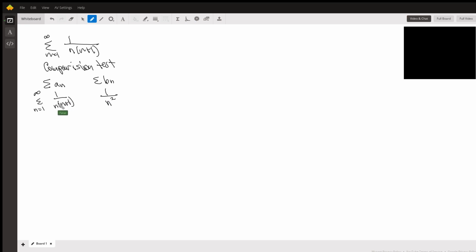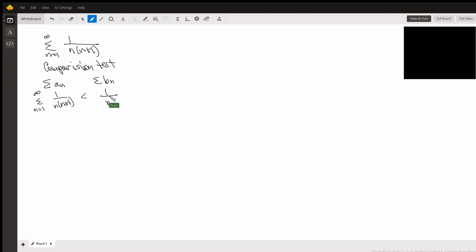If you plug in a 1, you're going to get 1 over 2. And that's clearly less than 1 over 1. If you plug in a 2, that's going to be less than whatever this value is. Plug in a 3, so on and so forth, that's going to be less than this value. So you can clearly see that this is less than this.